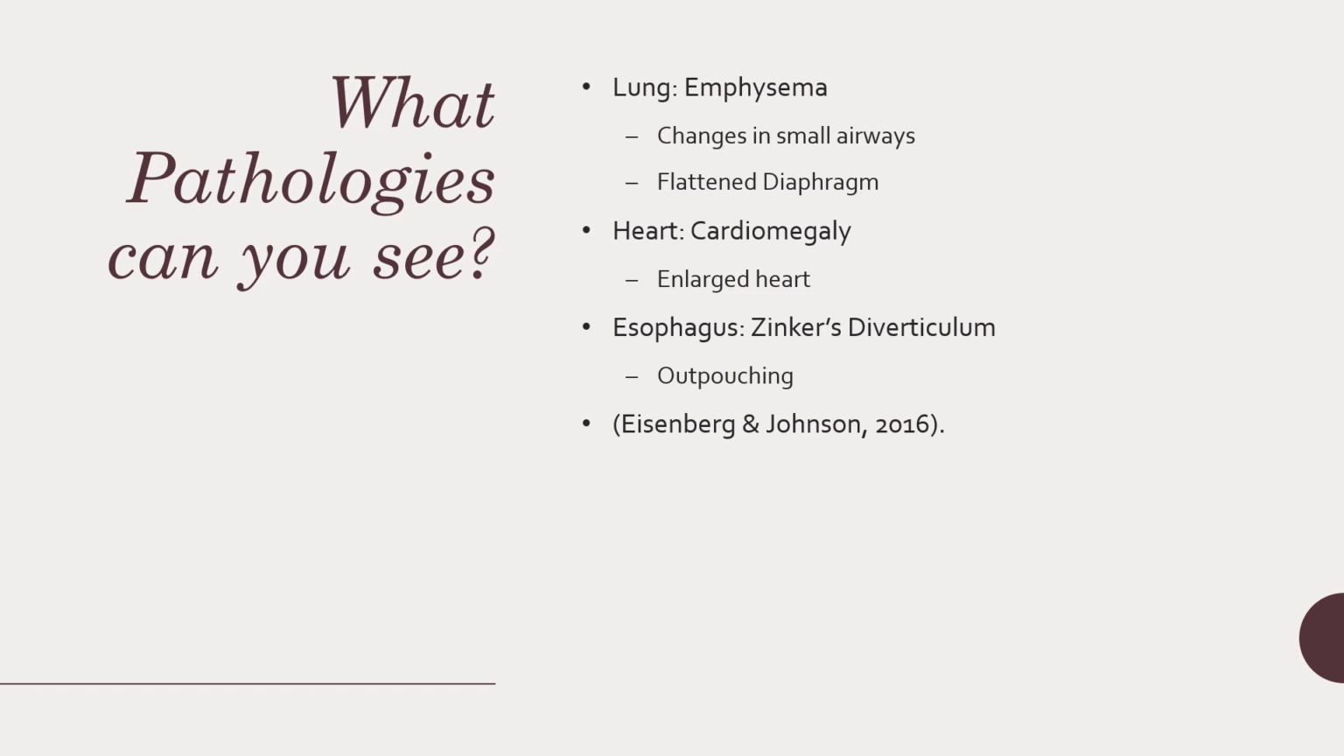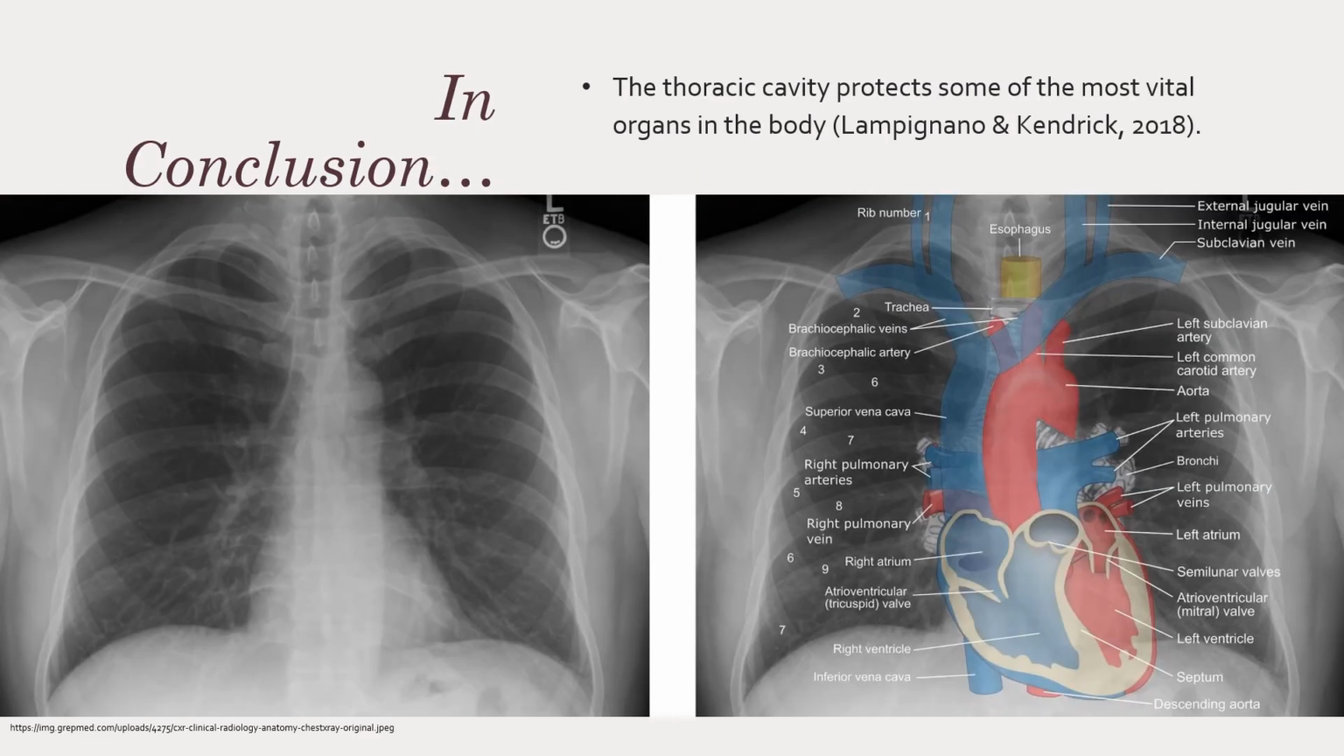As we wrap things up, let's remind ourselves just how important the thoracic cavity is. This protective cage made from bones houses some of our most vital organs, from our lungs to our heart to some of our biggest vessels. And without it, we wouldn't get very far.